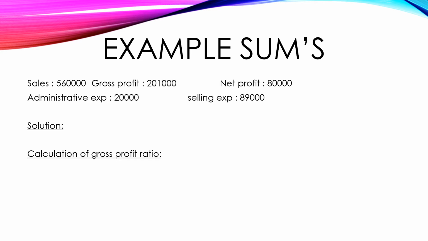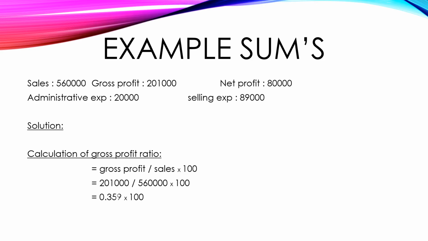Calculation of gross profit ratio is equal to gross profit divided by sales into 100. Gross profit value is 2,00,000 divided by sales 5,60,000 into 100, which is equal to 0.359 into 100, which is equal to 35.9%. Therefore, gross profit ratio is equal to 35.9%.